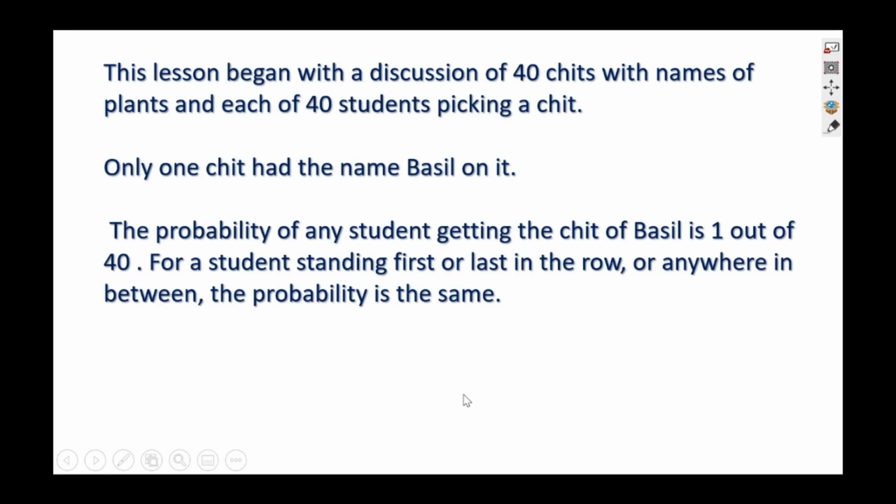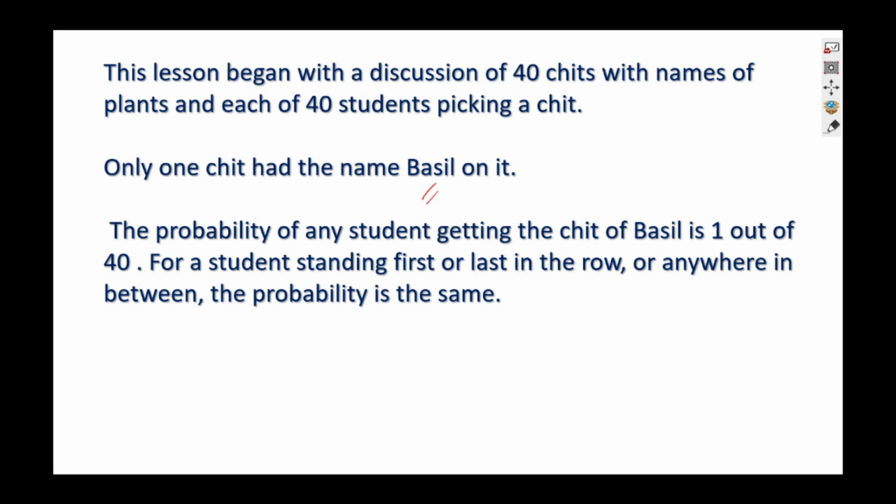Meanwhile, the lesson started with a discussion on 40 chits with the names of plants and each of the students picking a chit. With this I had started this video. Only one chit had the name basil on it. Who will get that basil chit? the teacher asked, and there was total confusion about where they should stand. The teacher said stand in the order of roll number, and naturally there was a little bit of disturbance, especially for the students Aruna and Zarina, as you had seen.